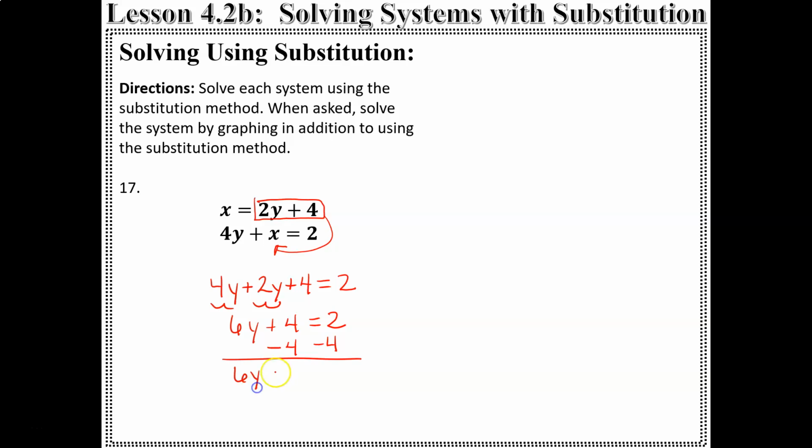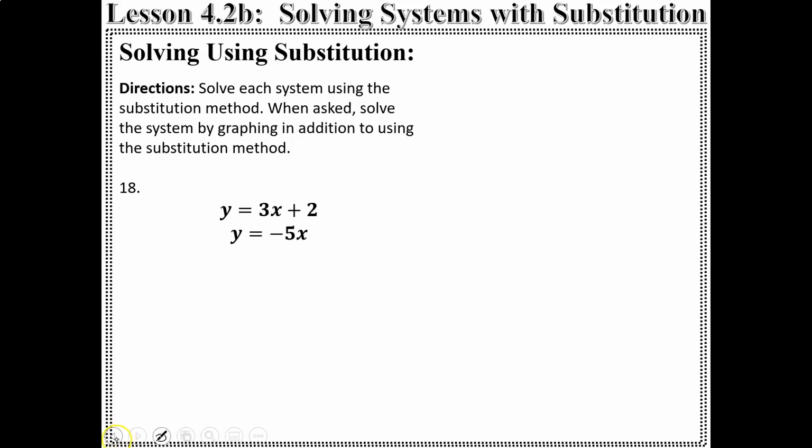So I have 6y equals negative 2. I'm going to divide by 6. So y is negative 2/6, which is negative 1/3. So that's going to make our life interesting when we go to plug in y. So we're going to use this equation. So I have x equals 2 over 1 times negative 1/3 plus 4.